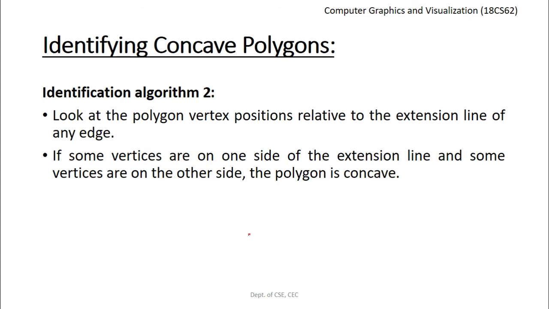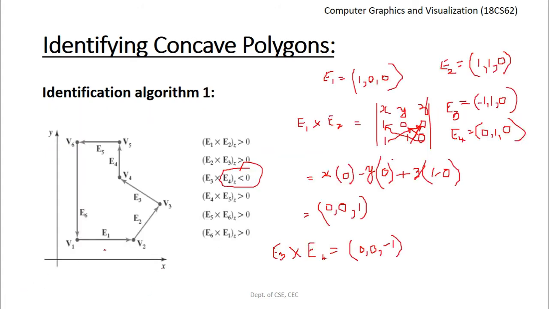Let us look at one more algorithm for identifying a concave polygon. This is algorithm number 2. Look at the polygon vertex positions relative to the extension of any one edge. If some vertices are on one side of the extension line and some are on the other side of the extension line, then the polygon is a concave polygon. That is one more approach. We need to extend any of the edges. So let me just extend this edge V1, V2 infinitely.